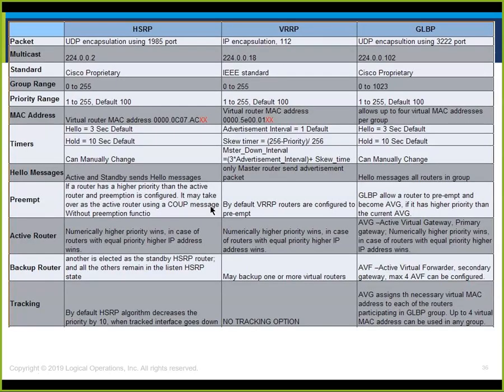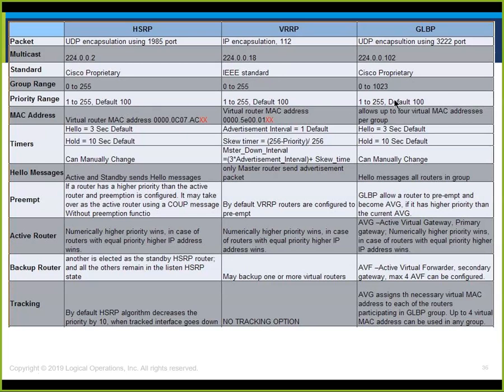This is a reasonably good summary of the protocols, including GLBP, which is the Gateway Load Balancing Protocol. HSRP, UDP encapsulation using port 1985, IP encapsulation 112. 112 is the protocol number on that one. UDP for GLBP using port 3222. Cisco proprietary for HSRP and GLBP, VRRP is going to be the standard.